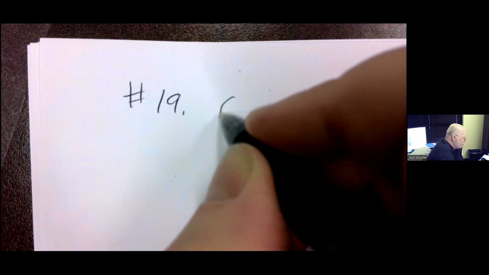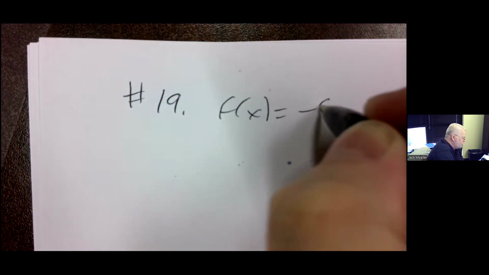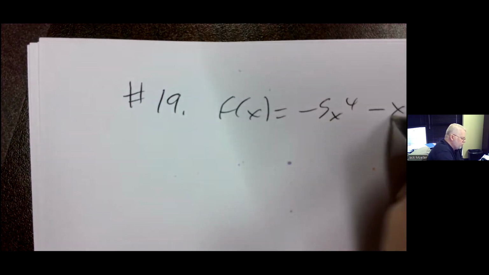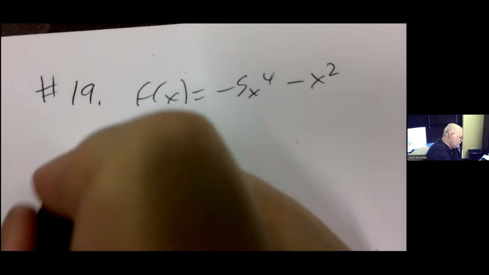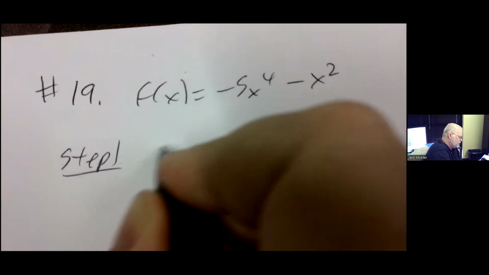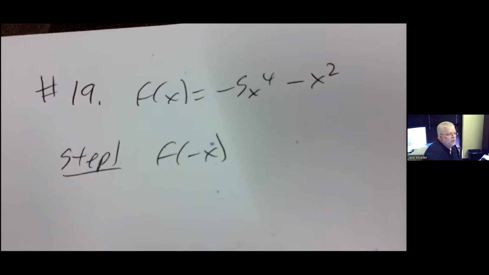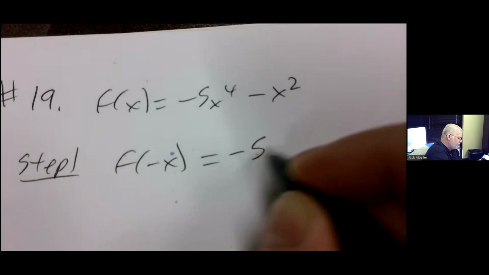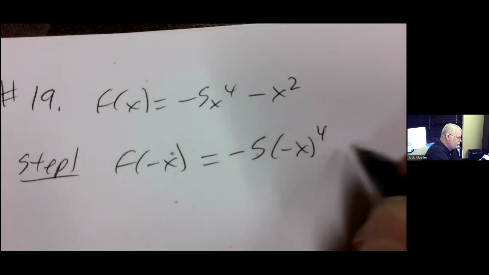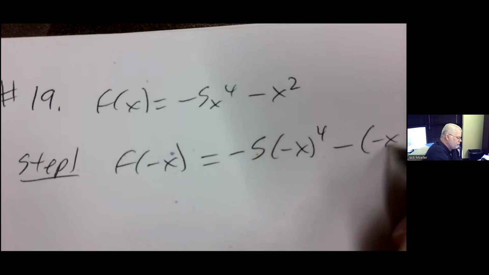This is getting kind of crowded, so I want to go to the next page here. So let's do the next two. For 19, we have f of x is negative 5x to the fourth minus x squared. So is this even or odd or neither? Step one, what is f of negative x? We're going to replace all our x's with negative x. We have negative 5, parentheses, negative x to the fourth, minus, parentheses, negative x squared.